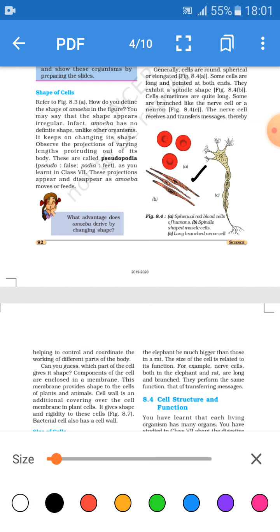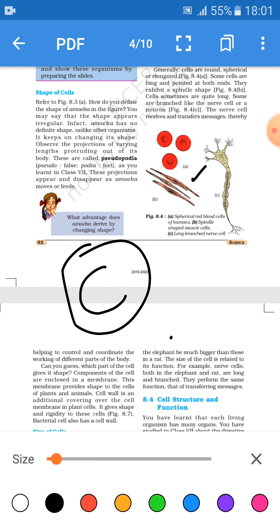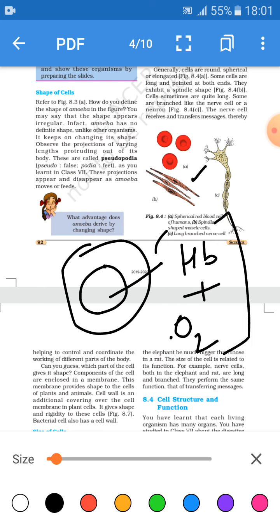Why do they not have a nucleus? Because they have to carry more hemoglobin. If they do not have any nucleus, there is empty space, so they can have more hemoglobin, because hemoglobin has an affinity for oxygen. Hemoglobin combines readily, quickly with oxygen and forms oxyhemoglobin, and then it carries this to the cell. Cell is the destination for it.